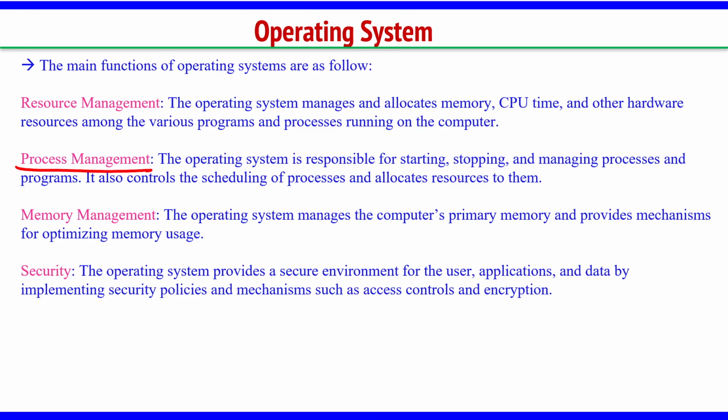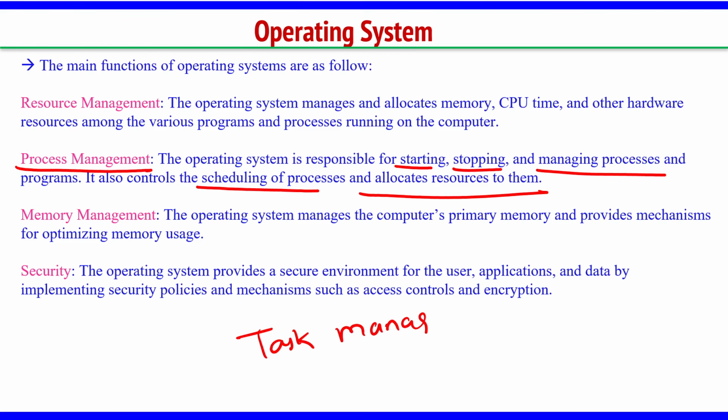Then the next one is process management. The OS is responsible for starting, stopping and managing processes and programs. What is a process? It's a lightweight program, a small program which executes. The OS also controls the scheduling of processes and allocates resources to them. Lots of unknown processes are running in the background. If you go to the task manager of your system, you can see lots of processes running, a different process for every activity.